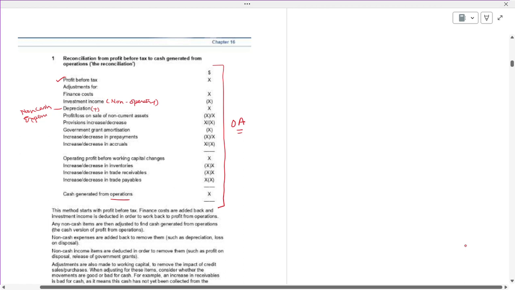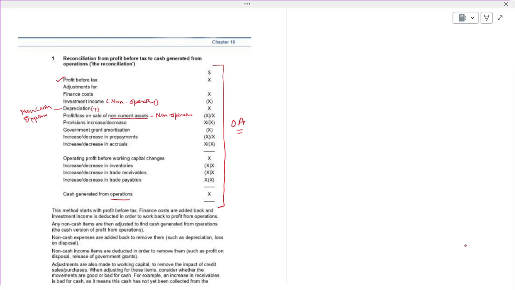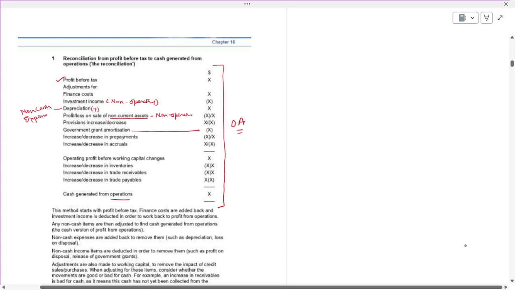Any profit or loss on sale is non-operating. Provisions, either increase or decrease, IAS 37. Government grant amortization: we go back to the government grants we have studied. Amortization, decrease in value if you have paid, minus. Any increase or decrease in premium: increase minus, decrease add. Accruals minus or plus. Now here we will come to current assets and current liabilities.